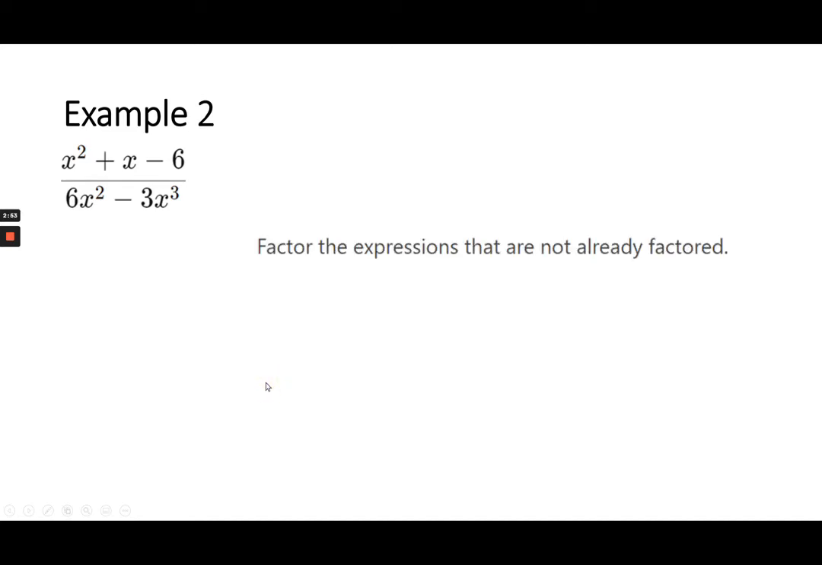Okay, let's have another example. Simplify x squared plus x minus 6 all over 6x squared minus 3x cubed. What we can do first is factor the expressions that are not already factored. Actually, both need to be factored. On top, what are factors of 6 that have a difference of 1? Actually, 3 and 2. And therefore, to get positive 1, 3 is positive, 2 is negative. Below, you are going to factor out 3x squared. 3 and then x squared was factored out below.